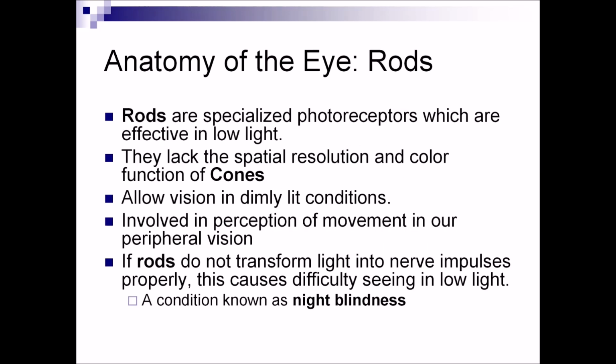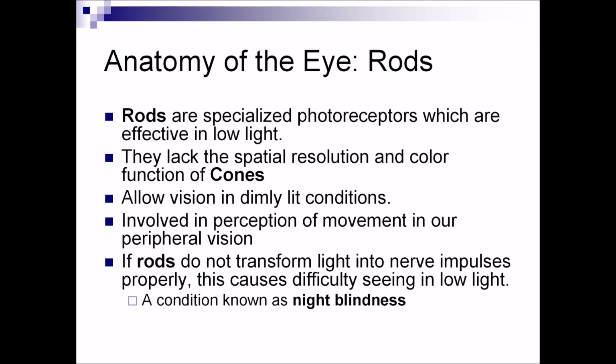Moving on, the other type of photoreceptor in the eye are rods. They are effective in low light. However, they lack the spatial resolution and color function of cones. But they allow our vision to work in dimly lit conditions. They are also involved in our perception of movement in our peripheral vision. However, if rods do not transform light into nerve impulses properly, this causes difficulty seeing in low light, which is a condition known as night blindness.